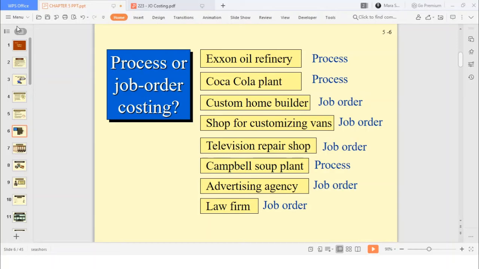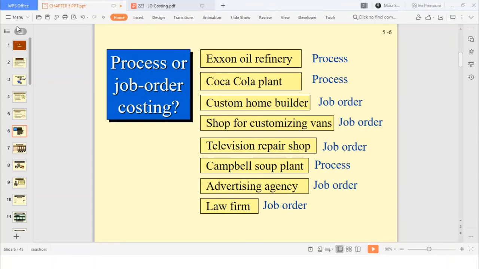Next is Campbell Soup Plant. Of course, it is process costing. Then an advertising agency is job order, because obviously each advertisement is unique and whatever is demanded by the customer. Then a law firm is also job order. Now, what have you noticed?